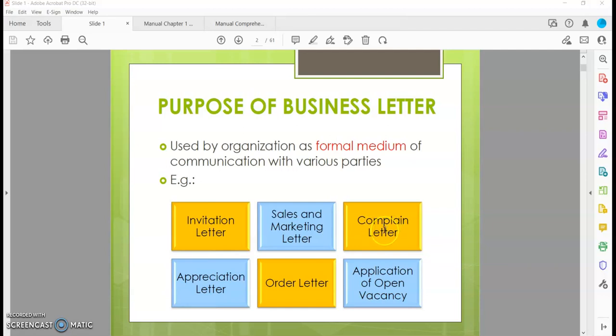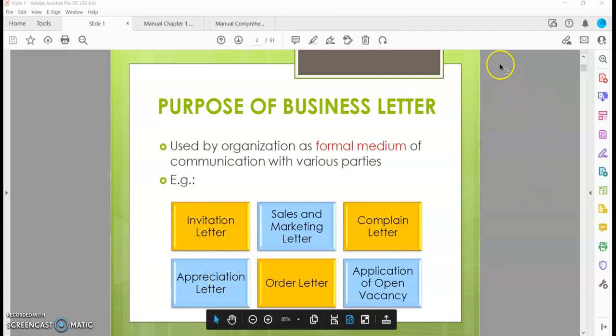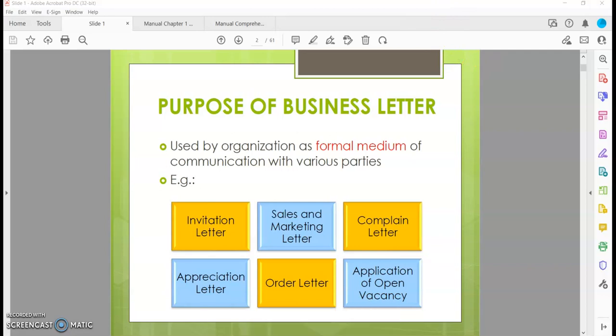Okay, and somehow, as an organization, especially in the servicing industry, we might receive a complaint letter from our customer or client pertaining to the services provided. Other than that, there is also the appreciation letter. For example, we invite the speaker just now, and the speaker gives a talk to our audience. Then we will provide an appreciation letter, like surat penghargaan, as a token to them for the cooperation that they gave.